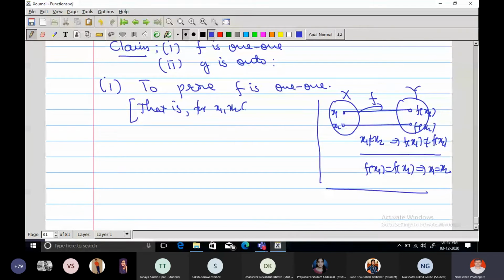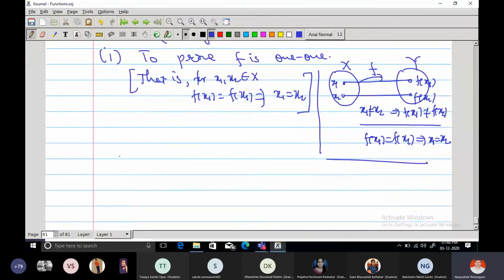So start the process. We understand what we want to prove. First of all, try to understand what we want to prove, and then how to prove the next part. So initiate the process now. Suppose for x1 and x2 in domain of f, f of x1 is equal to f of x2.